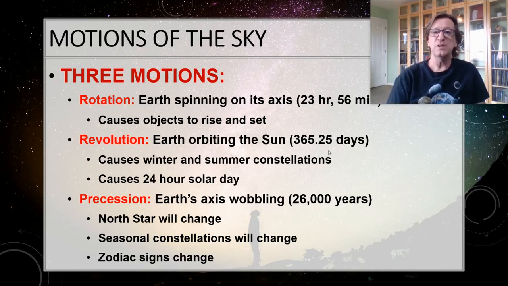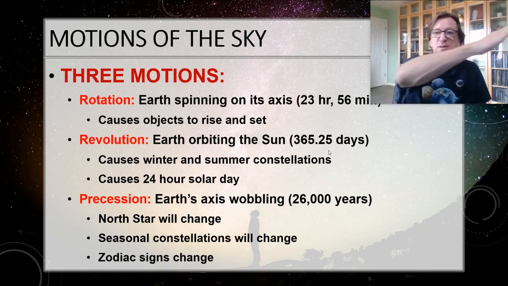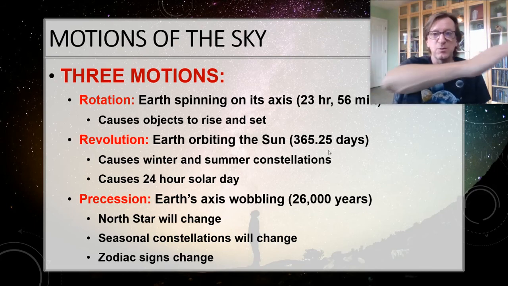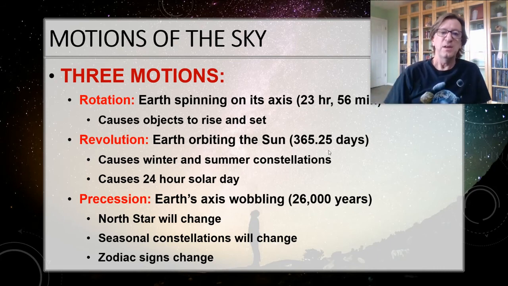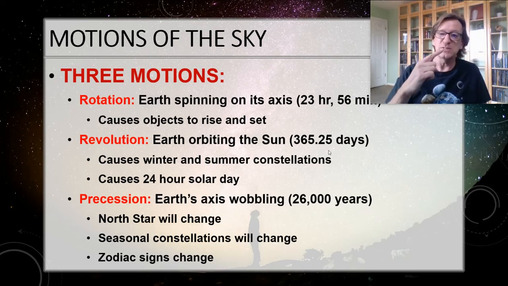So this is what's going to cause our wintertime and our summertime constellations. It's not causing the seasons. The seasons are caused by that direct sunlight, but where we are in our orbit determines whether we're getting direct or indirect sunlight from that. This is also why we have a 24-hour solar day instead of a 23-hour and 56-minute day, because by the time we've turned 360 degrees, we've moved a little bit around the sun, and so I've got to turn a little bit more to get pointed towards the sun.